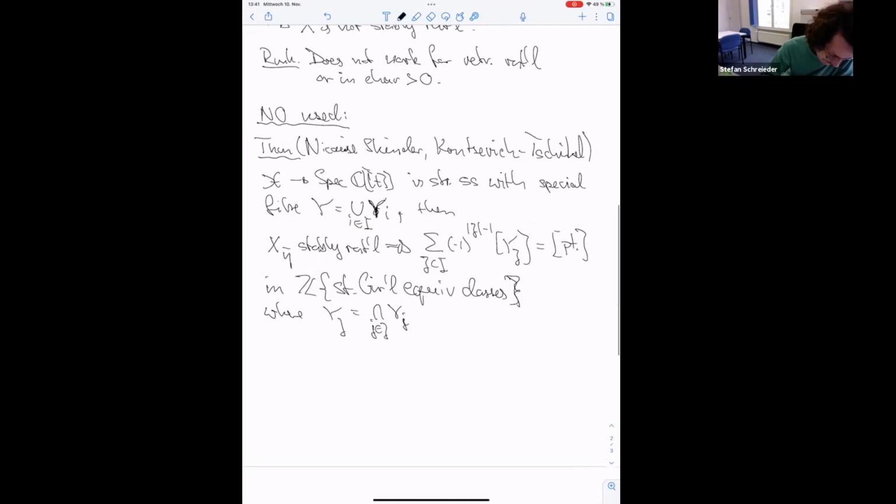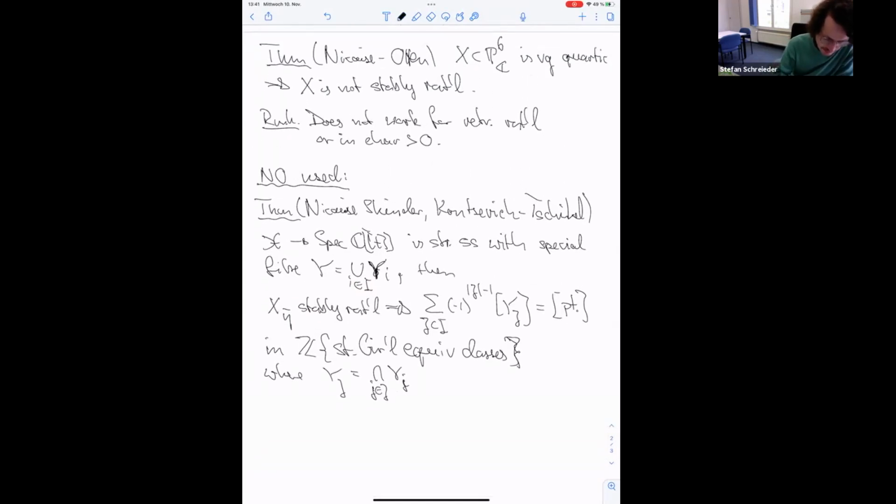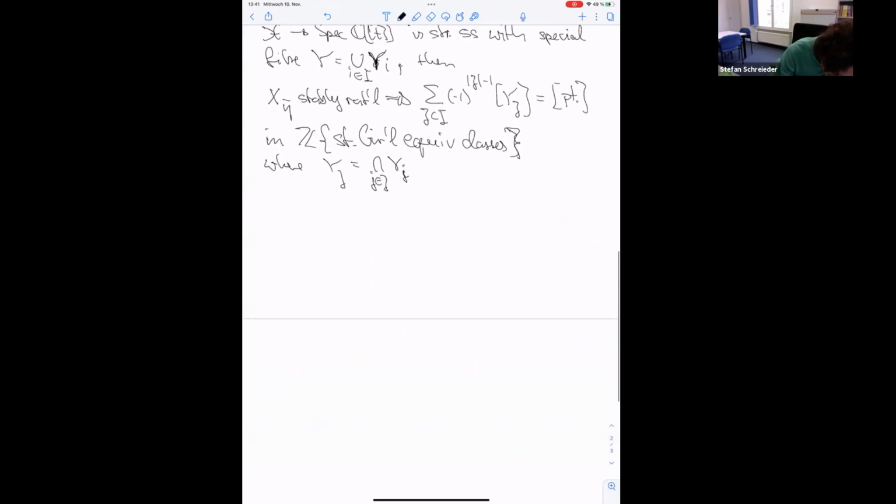And now let me recall what Nicaise and Ottem do: they just write down a semi-stable degeneration of quartics where this equality is not satisfied, and then they're done. So let me prove it. Proof of the Nicaise-Ottem theorem. Well, you have to find a nice degeneration, and the one they use is the following.